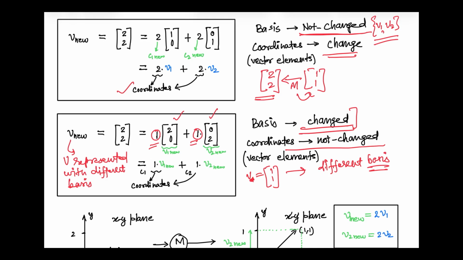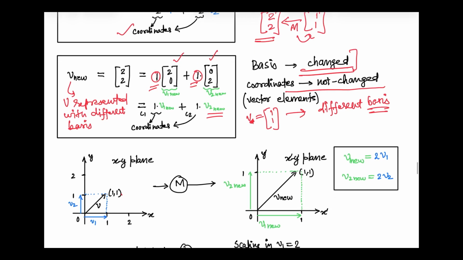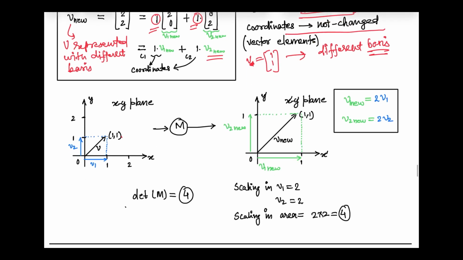That means the transformation matrix M is actually scaling up the vector space. The vector space is scaled up with respect to the current vector space, and we can see this by the change in the basis vectors. The new basis vectors are a multiple of the previous basis vectors, and this shows that the transformation matrix is actually affecting the basis of the vector space. We can see this here also. Earlier we had the xy plane, v1 and v2 were the basis vectors, and 1 1 was the vector represented using the basis vectors v1 and v2.